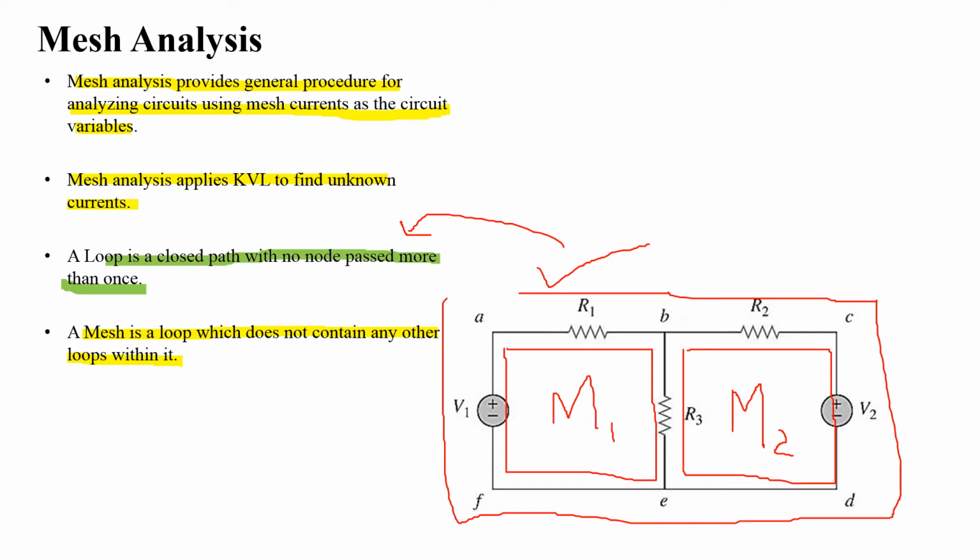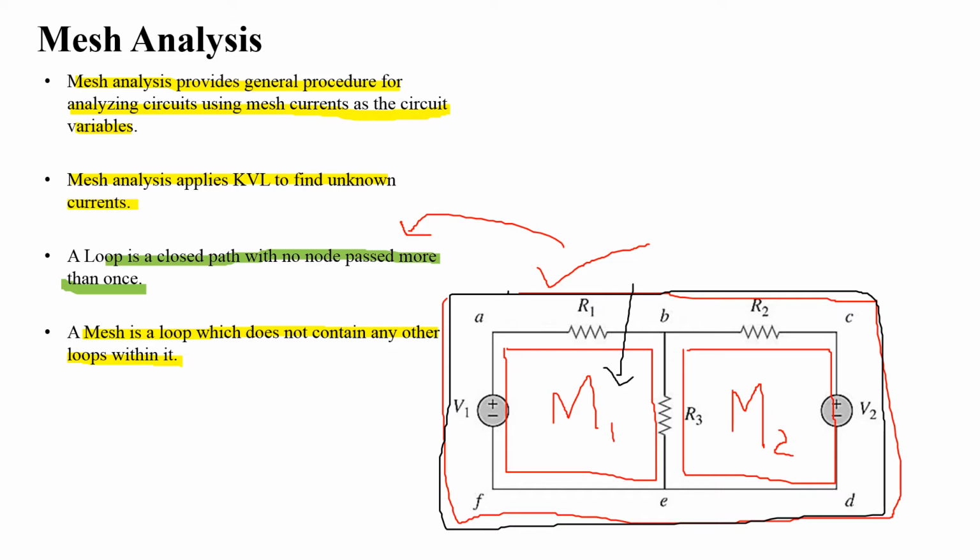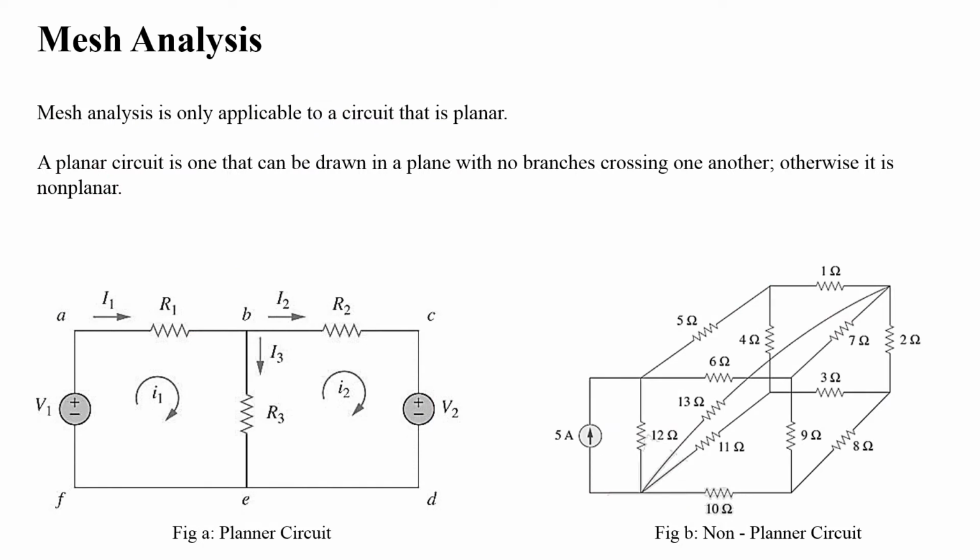But we cannot say A, B, C, D, E, F, A is a mesh because it contains two subloops which are known as meshes. Mesh analysis is only applicable to a circuit that is planar. And now, what is a planar circuit? A planar circuit is one that can be drawn in a plane with no branches crossing one another. Otherwise, it is non-planar.